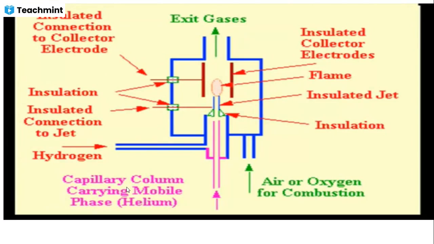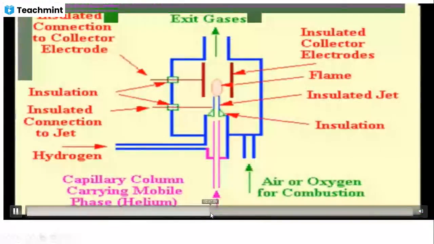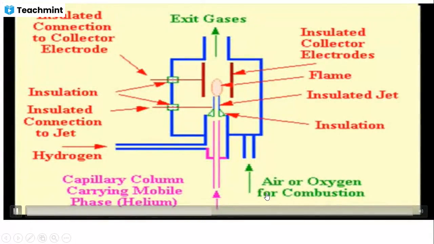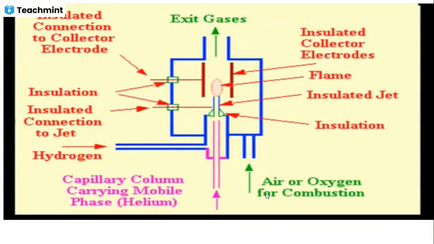As shown in the diagram, in order for the detector to work properly, we need three different gas inlets. Through these three gas inlets, the gases that are normally used are hydrogen for the combustion process, nitrogen for the carrier gas, and air or oxygen to act as the combustion agents.